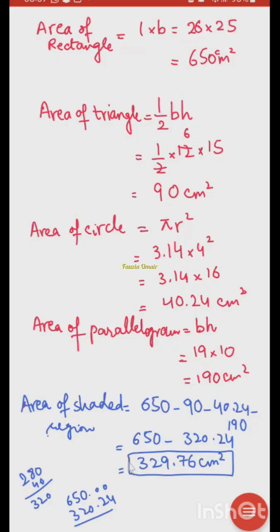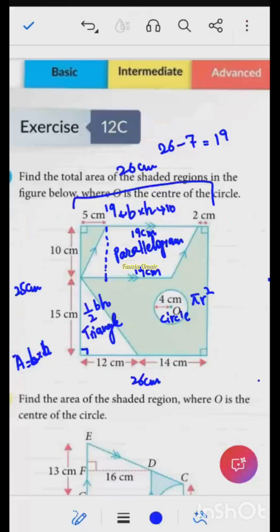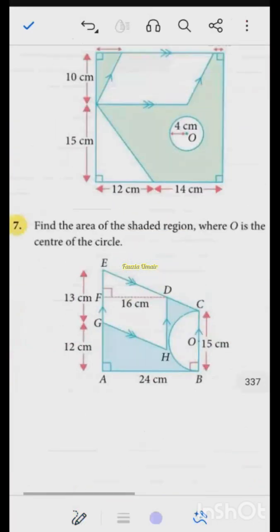So beta, any question, anything you cannot understand up till this point? Is it clear? Yes, ma'am. They are difficult questions, but if you know the formulas of different shapes, the questions are not that difficult. Just the calculations maybe. All right. So moving on to the last question, which is question number 7.